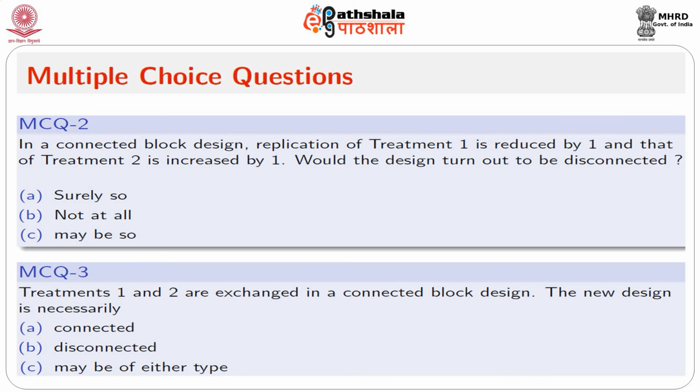The next one is, treatments 1 and 2 are exchanged in a connected block design. Okay. And the new design is necessarily, there are again three options, whether it will be connected, whether it will be disconnected, and it might be of another type of design. So when it says treatments 1 and 2 are exchanged in a connected block design, wherever you have 1, you change it to 2, wherever you have 2, you change it to 1. Just switch the two. That's the whole idea. Okay. Now what is happening to the new design? Very interesting.